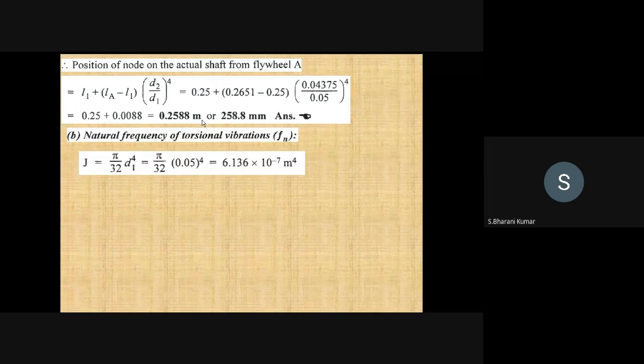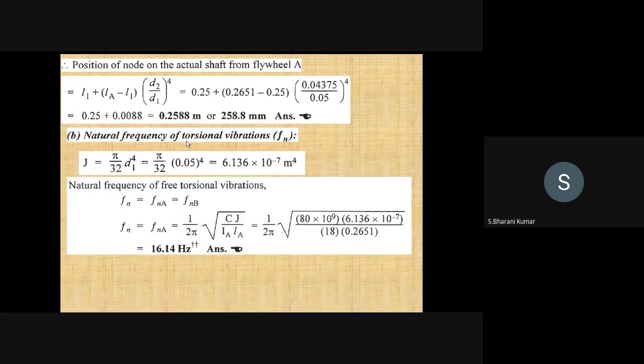Okay, and the natural frequency of the system. You put the modulus J equal to 5 by 32 D1 to the power of 4. Frequency of A is equal to frequency of B, whichever you take, it is the same. Frequency of A, we solve: 1 by 2 pi square root of CJ by (LA into IA). Solving, we get the value 16.14. If you have a calculator in hand, check what Fn of B comes to.